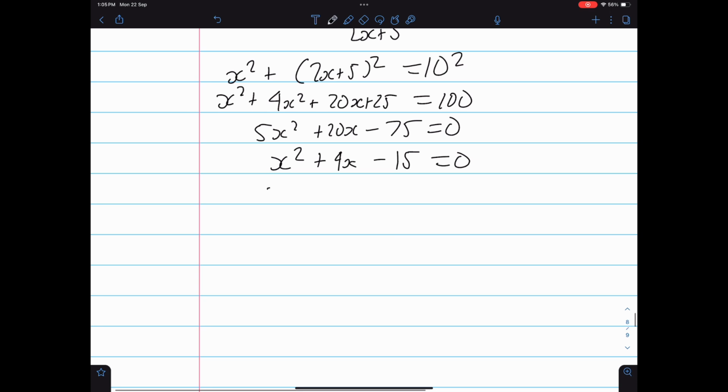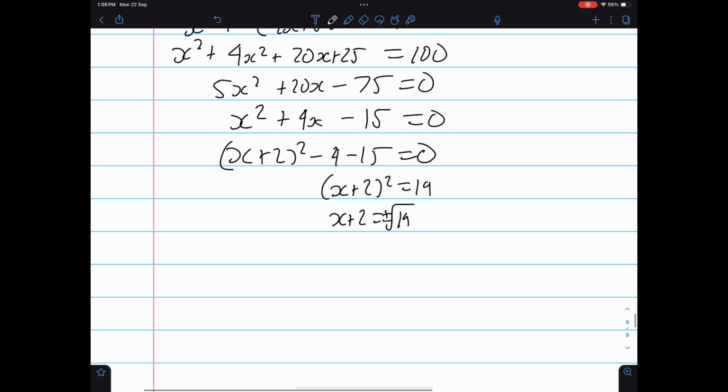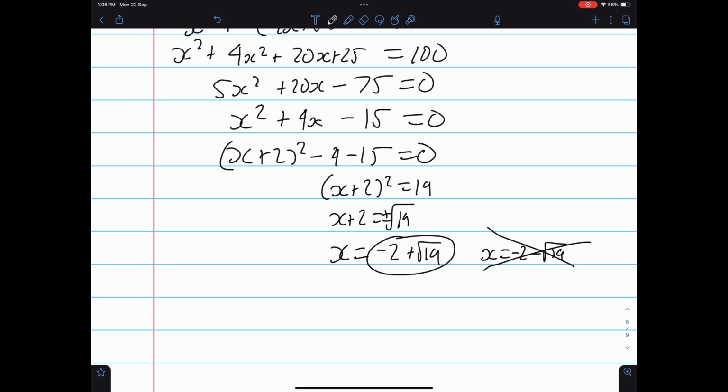And now we must complete the square. And that gives us 19 on the right hand side. Plus or minus root of 19. That means x will either equal minus 2 plus root 19, or minus 2 minus root 19. But remember, we have to reject this because we're dealing with side lengths and it's going to be positive. So that's our only answer here.